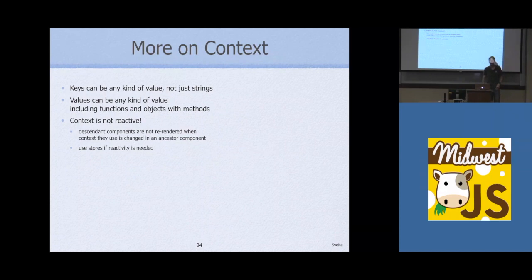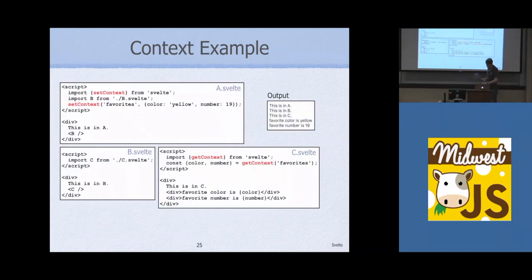But remember that context is not reactive. And what I mean by this is that if the ancestor that set that bit of context makes a change to that data, everybody who asked for that is not going to be notified that it changed, and so they won't re-render. So if you want that, that just means you should be using a store instead of context, because that is reactive.